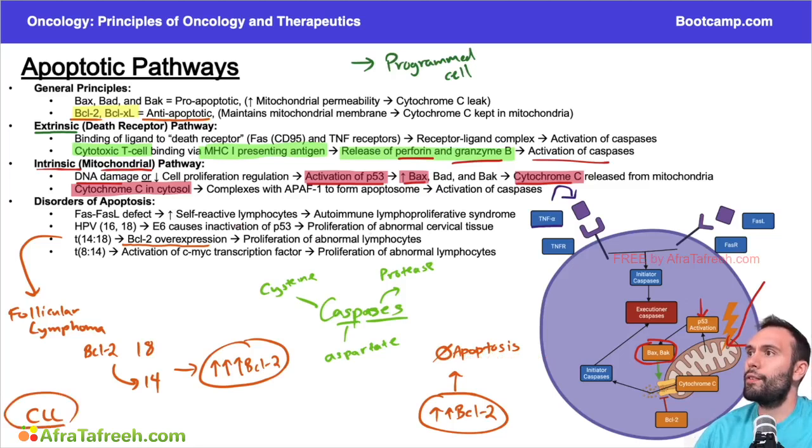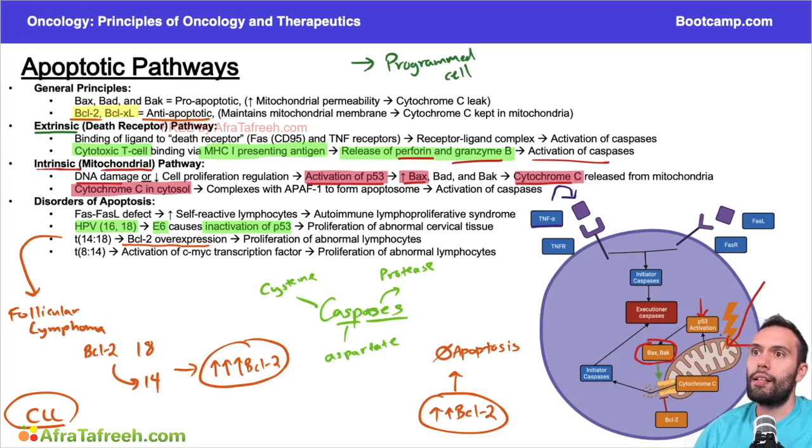The other thing you can sometimes see that's interlinked with this pathway is HPV, human papillomavirus, particularly strains 16 and 18. Now there are two major proteins. There's E7, which interacts a little bit with RB, and we'll talk about that coming up. But the E6 protein actually causes inactivation of P53.